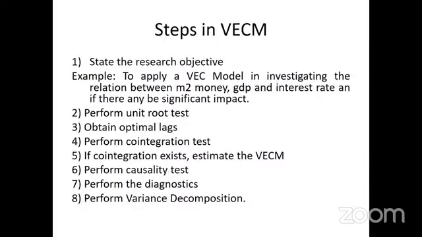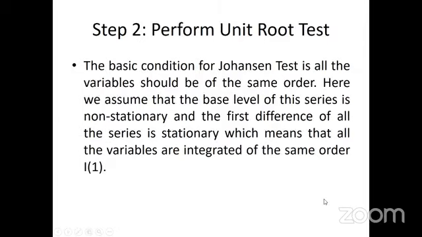I'll directly start with the model. State the research objective: to apply a VECM model in investigating the relationship between M2. Same. Perform the unit root test, obtain optimal lags, perform the co-integration test. If co-integration exists, then estimate VECM, check causality, check diagnostics. Everything remains the same. The only thing which changes is how to activate the option of VECM, right? So let us see the steps one by one.